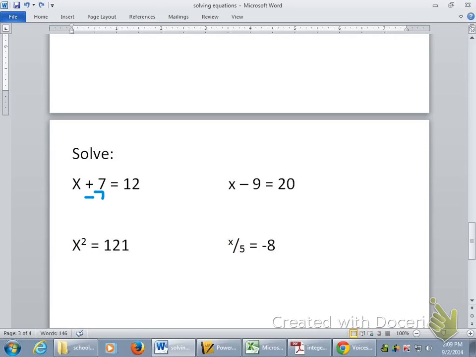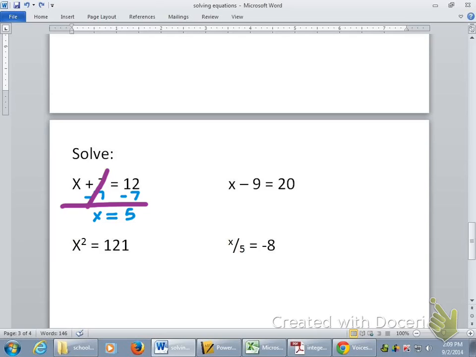Subtract 7 from both sides, right? I'll subtract 7 from both sides. What do we normally say happens with this 7 minus 7? It goes away. A lot of you say that it cancels or it goes away. Really, 7 minus 7 is 0, and it does kind of disappear. That leaves me with x equals 12 minus 7, which is 5.